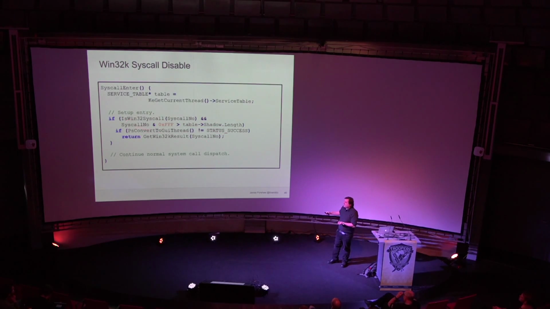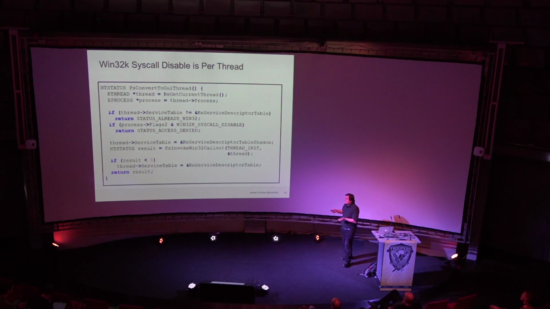Right, OK, we need to convert this thread to a GUI thread, for whatever that means. And that basically sets the current thread's system call table, which means that it will now be longer and will actually execute it properly. So you can see from this, there is no check of that flag. So where is the check coming? Well, the check is here. The check is in this PsConvertToGuiThread.